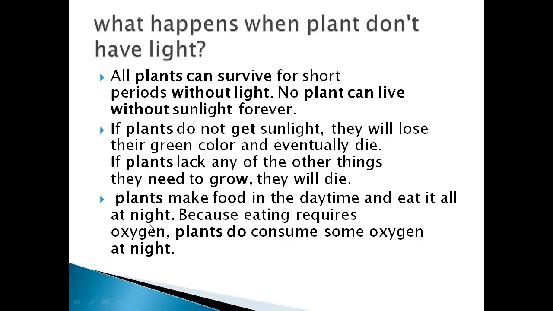Okay, and eat it all at night. Or you can say the plant survives at night time because eating requires oxygen. You know that plants during the day breathe out oxygen, and at night breathe out what? Carbon dioxide at night. Plants do consume some oxygen at night. In the daytime, plants take in carbon dioxide and breathe out oxygen, and this process is opposite at night.